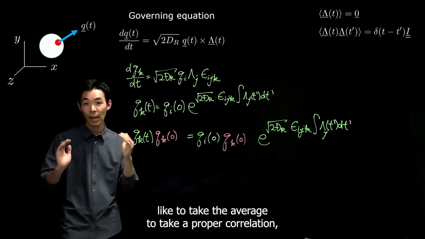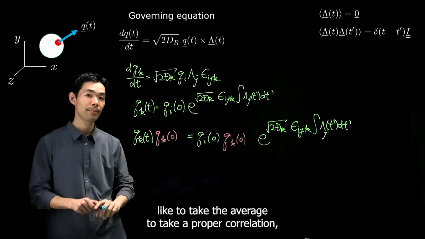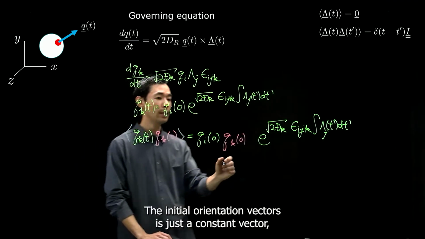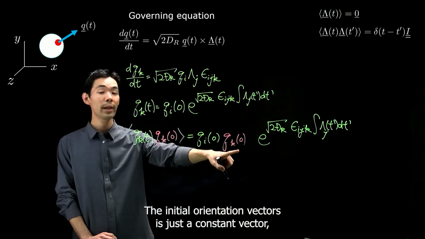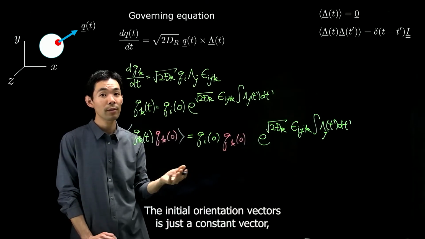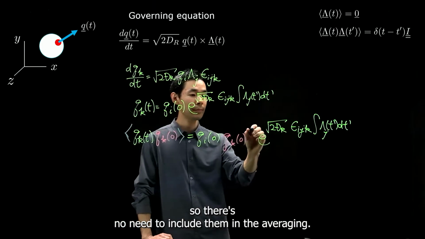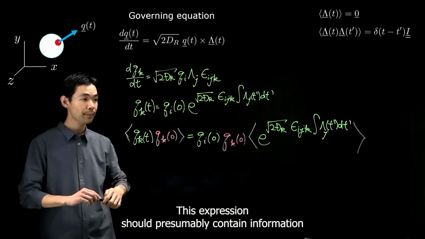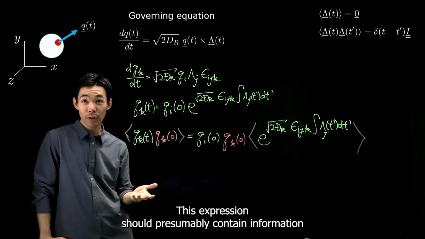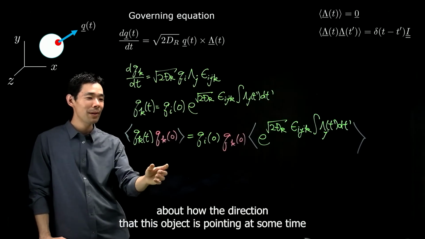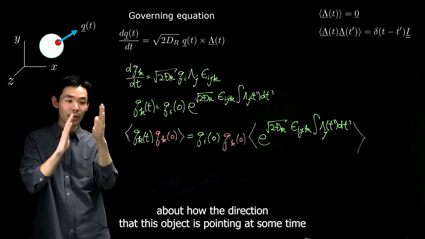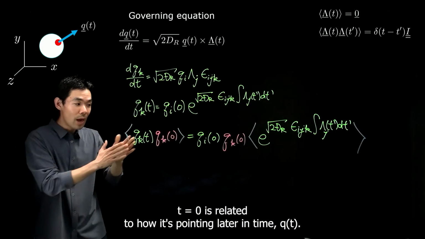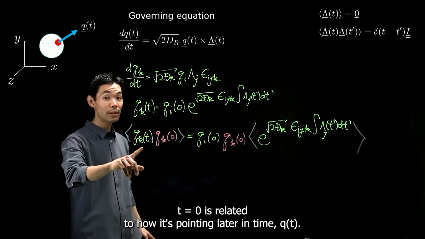So now I would like to take the average to take a proper correlation. Okay, so I'm going to take the correlation between the left-hand side, and the initial orientation vector is just a constant vector, so there's no need to include it in the averaging. Okay, looks something like this. Good. So now this expression should presumably contain information about how the direction that this object is pointing at some time t equals 0 is related to how it's pointing later in time, q of t.